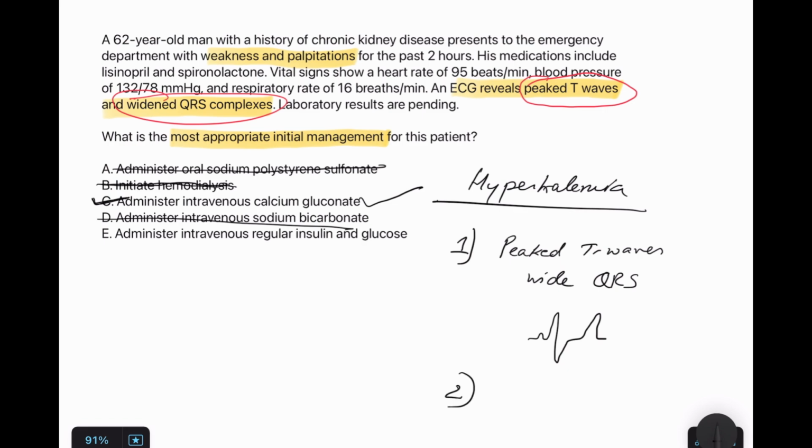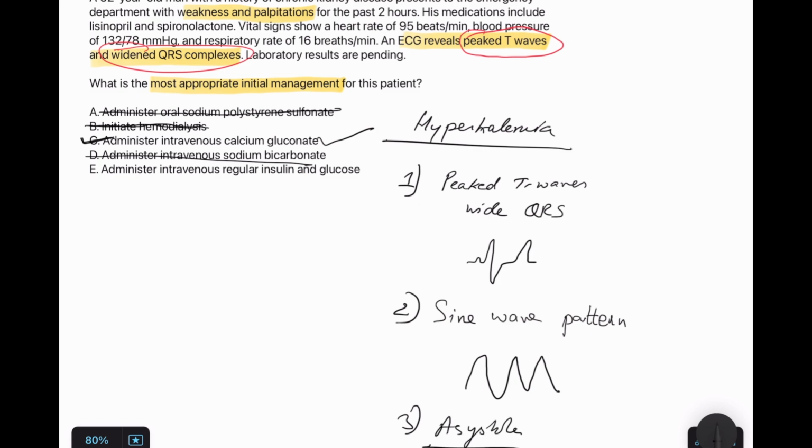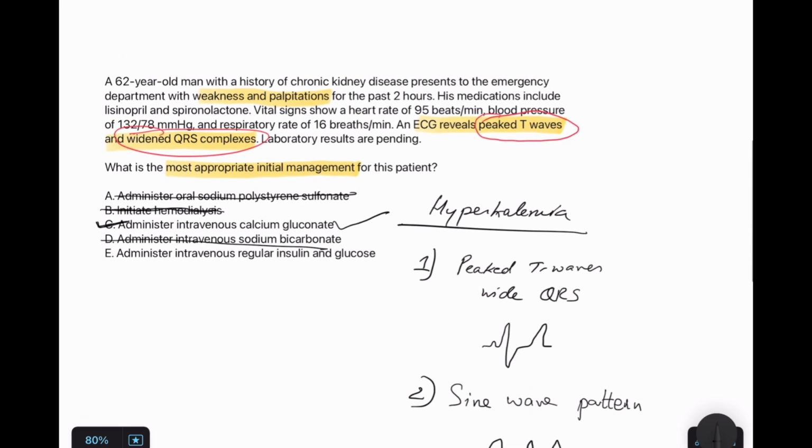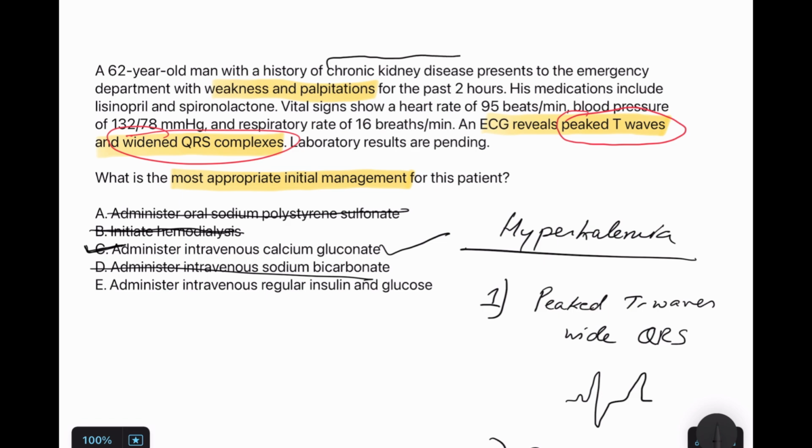And as the hyperkalemia progresses, there is going to be something called a sine wave pattern, where the ECG is going to be like this, a sine wave. Third is asystole, where you don't see an ECG, you see a flat line, and it will cause cardiac arrest. So why does this patient have hyperkalemia? Because he has CKD. CKD makes you prone to developing hyperkalemia.